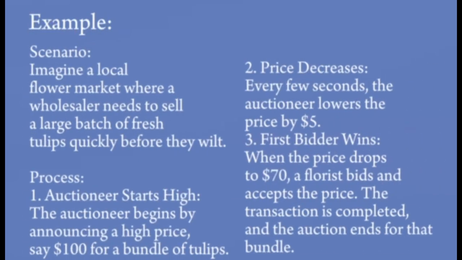Example scenario. Imagine a local flower market where a wholesaler needs to sell a large batch of fresh tulips quickly before they wilt. Process: 1. Auctioneer starts high. The auctioneer begins by announcing a high price, say $100 for a bundle of tulips. 2. Price decreases every few seconds. The auctioneer lowers the price by $5. 3. First bidder wins. When the price drops to $70, a florist bids and accepts the price. The transaction is completed, and the auction ends for that bundle.